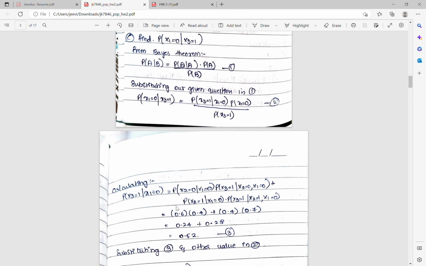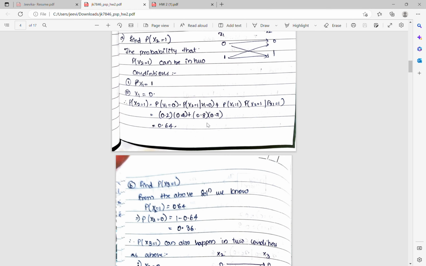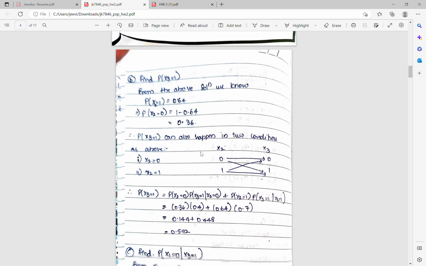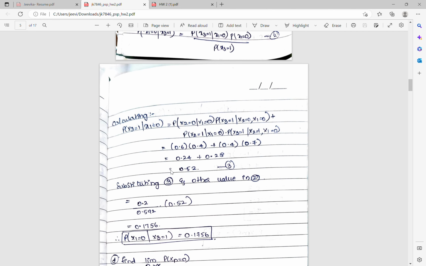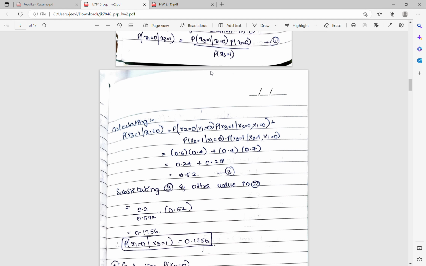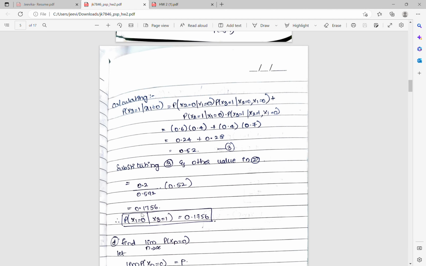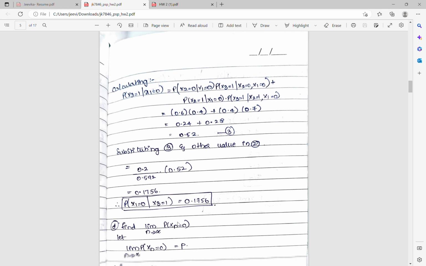Now when we substitute all these values that we've computed in A and B, that is here and here, we will get an answer of 0.52, which is the value of probability of x3 = 1 given x1 = 0. Now substituting this value, we will get the value of 0.1756, which is the probability that x1 = 0 given x3 = 1.